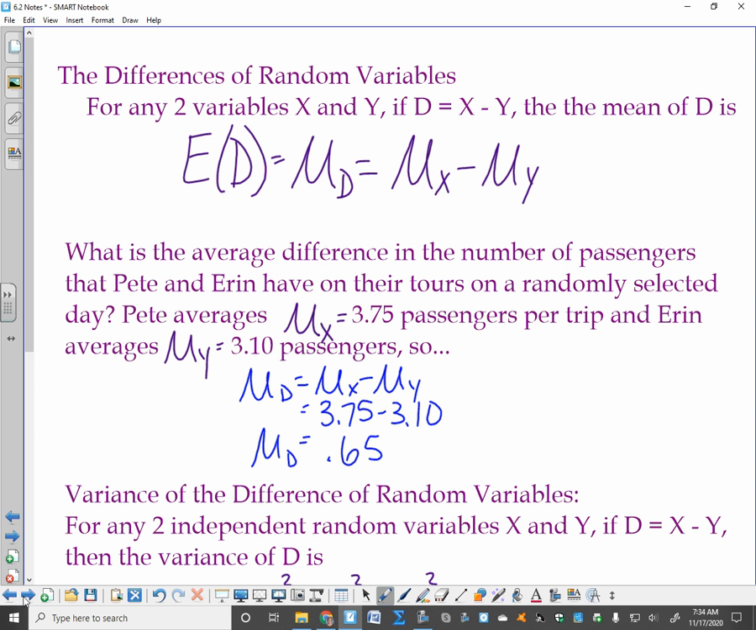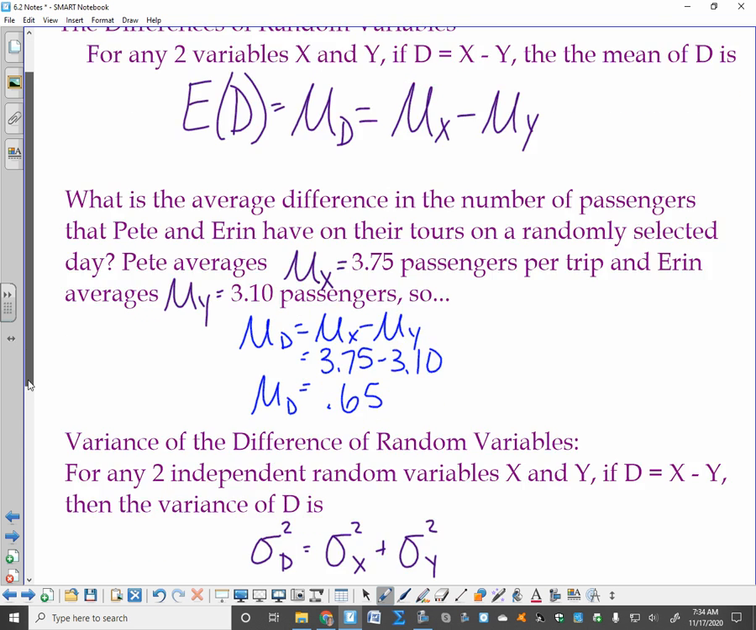What is the average difference in the number of passengers that Pete and Aaron have on their tours on a randomly selected day? Well, Pete averages, so mu sub x. Again, remember, I'm not just using mu. I've got to denote which one I'm talking about. So mu sub x equals 3.75 passengers per trip, and Aaron's mu sub y is 3.10. So mu sub d equals mu sub x minus mu sub y, which ends up being 0.65. So no biggie, totally cool.